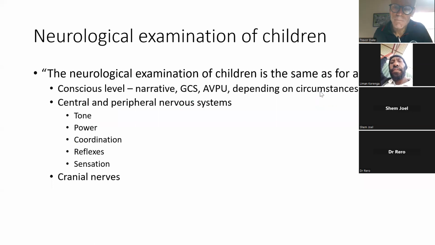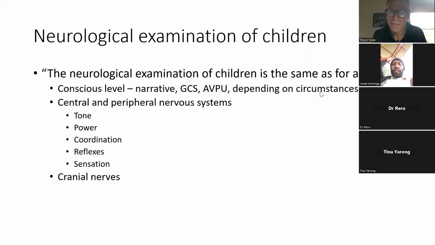So some people might say that the neurological examination of children is the same as for adults. Well, in some ways it is, because we assess the child's conscious state, and in communicating their conscious state, you might just describe it, or you might do a Glasgow Coma score or the AVPU score, alert, verbal, pain, unresponsive, and that depends on the circumstances. And then you might assess their central and peripheral nervous system, their tone and their power and their coordination and their reflexes and their sensation, and then their cranial nerves.